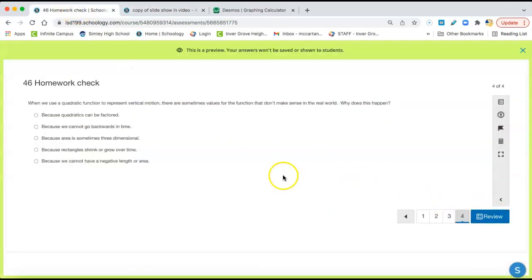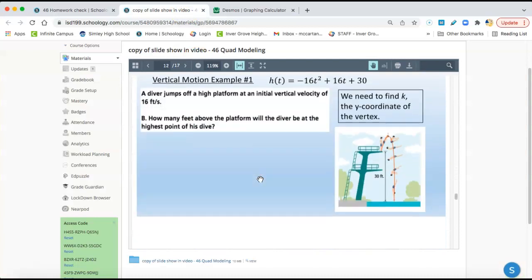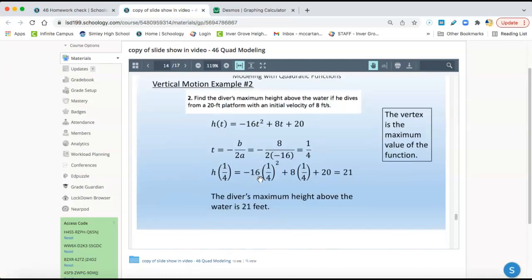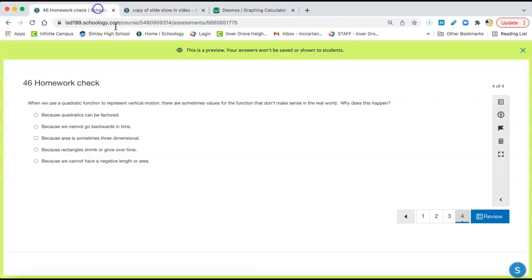Number 4. This talks about the projectile motion problem, or vertical motion in particular. Sometimes we get answers that don't make sense. Let's take a look at it. This answer here doesn't make sense: negative 0.9 seconds. Again, we can't have negative seconds. Remember, this guy started up at 20 and took off. The quadratic, though, in math, will come back and hit in a negative spot where it crosses the x-axis. That doesn't make any sense in the real world. Can't have negative time. Please submit that.